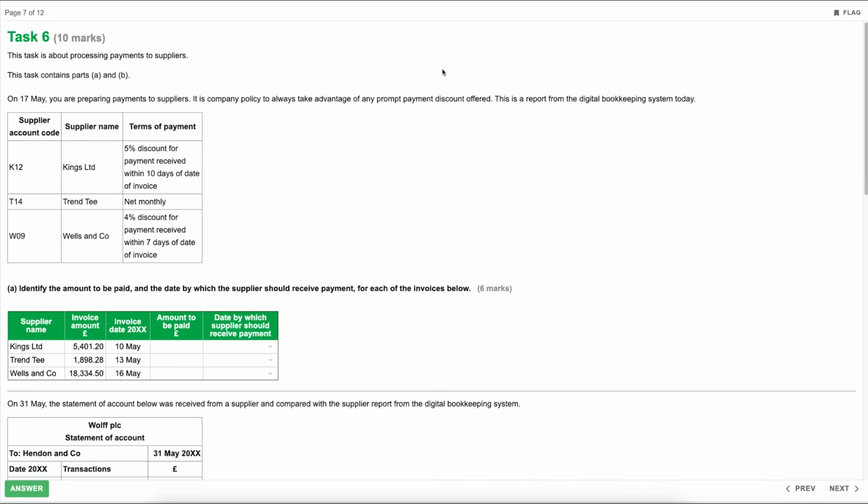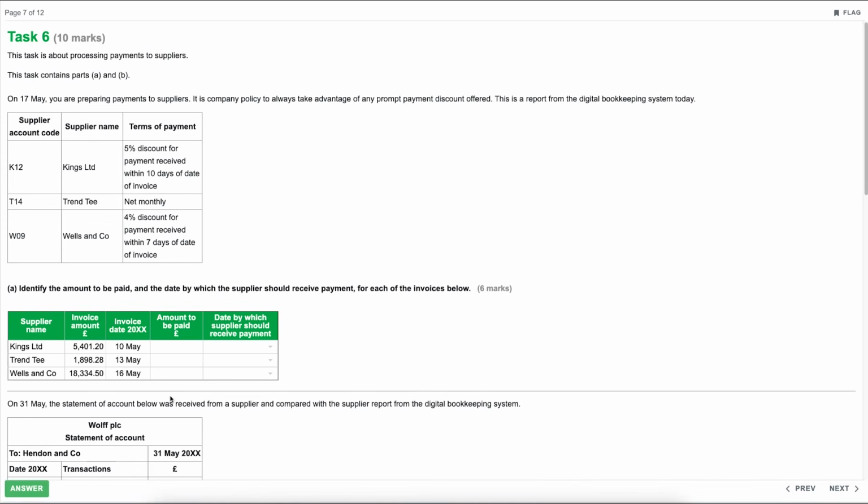So part A states identify the amount to be paid and the date by which the supplier should receive payment for each of the invoices below. And this is worth 6 marks, so 1 mark for each correct box. So you can see here we've got the supplier names, we've got the invoice amounts, and we've got the invoice dates. And we need to determine the amounts to be paid and the date by which the supplier should receive payment.